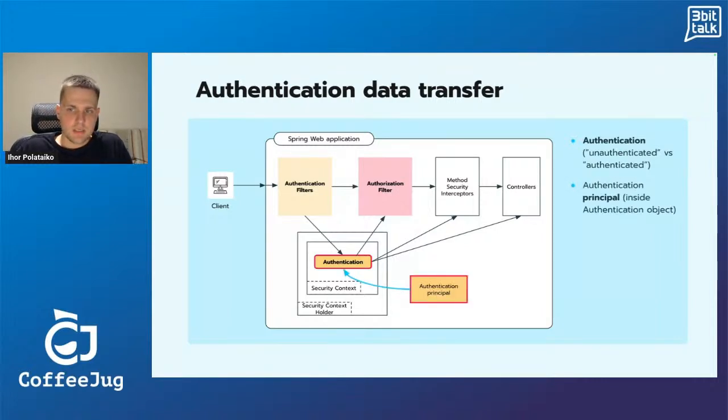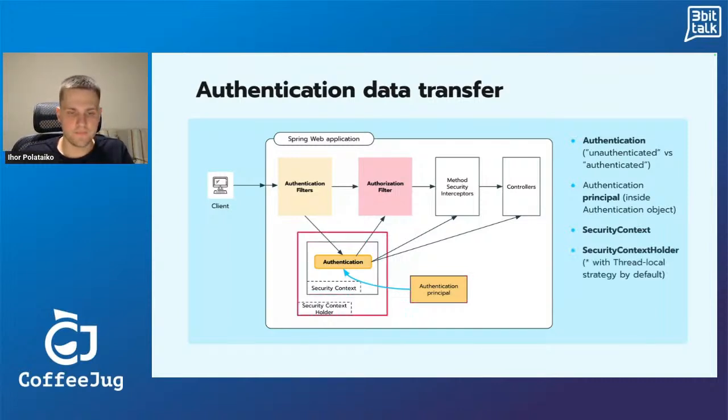Usually inside of the authentication, there is authentication principal, and authentication principal is designed to transfer the data about the current user. The authentication is meant to be wrapped into some tiny wrapper, which is called security context. And security context is stored within the application for the time of either request processing or, depending on the type of your application, might be some sort of session and so on, into the place which is called security context holder.